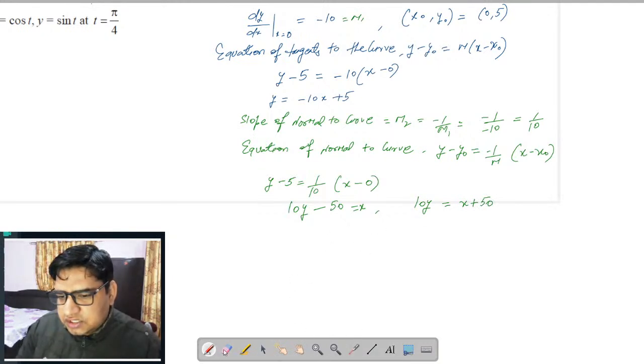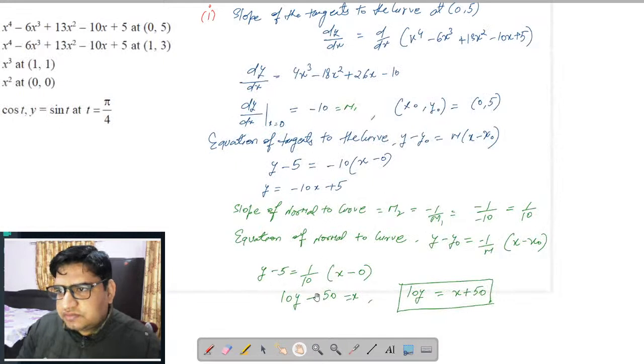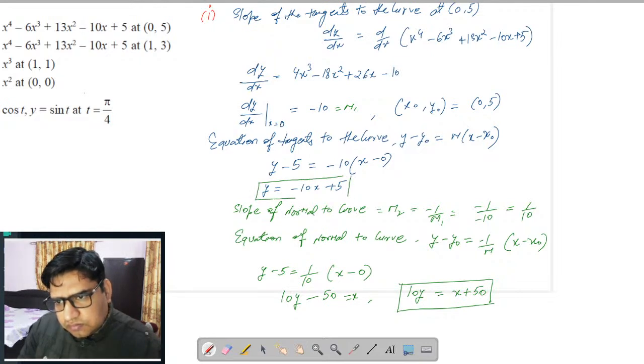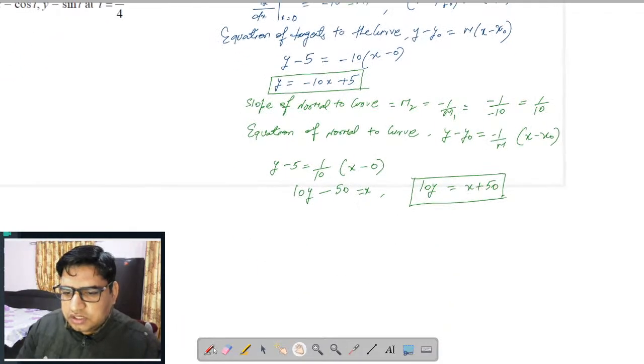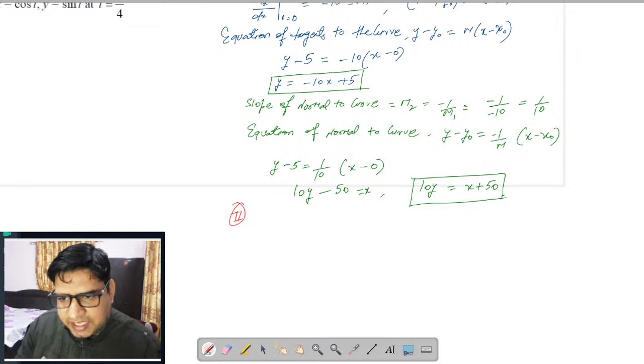So these are the two equations that we got from here. This is the equation of the tangent to the curve and this is the equation of the normal to the curve. I hope you have understood this part as well, and if you have any difficulty in solving this or understanding any part of the solution, please let me know.